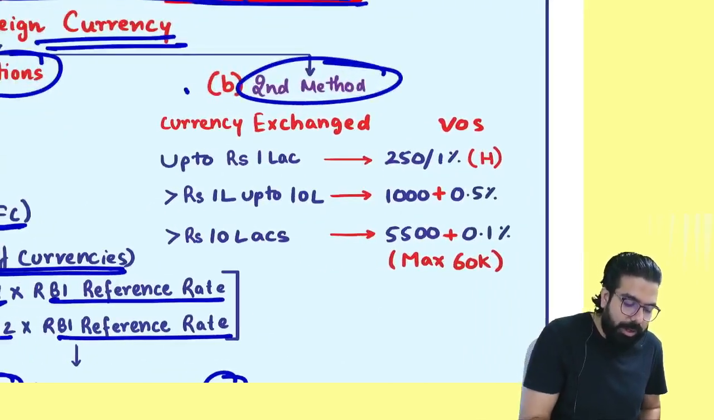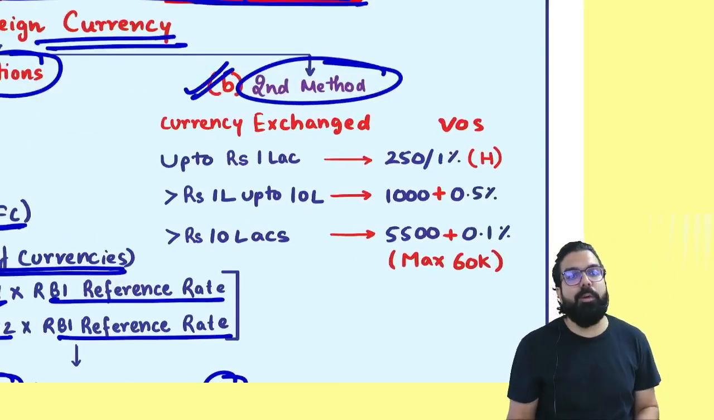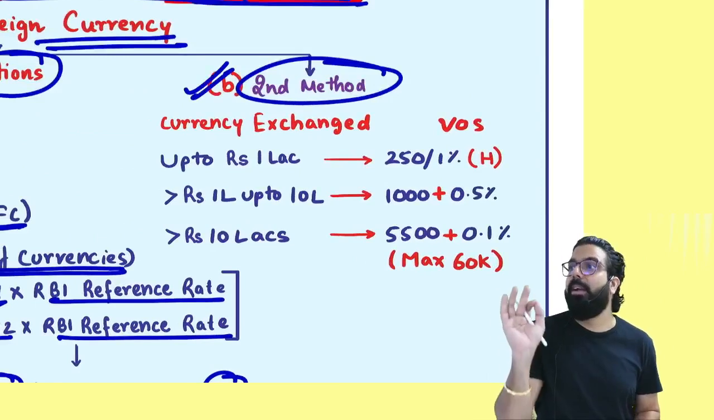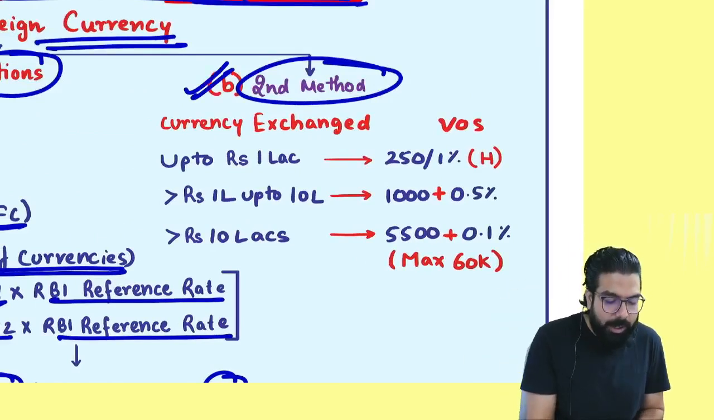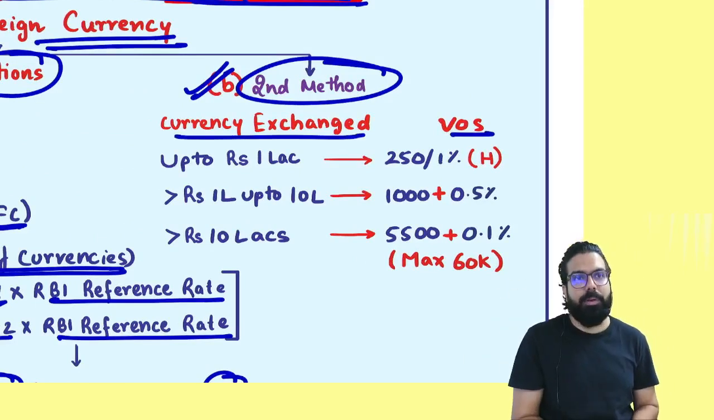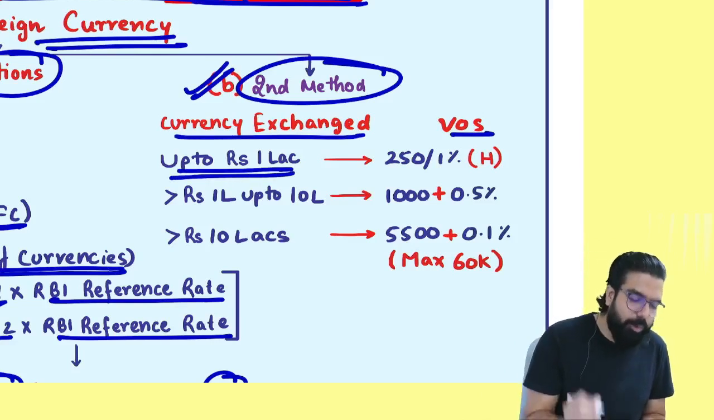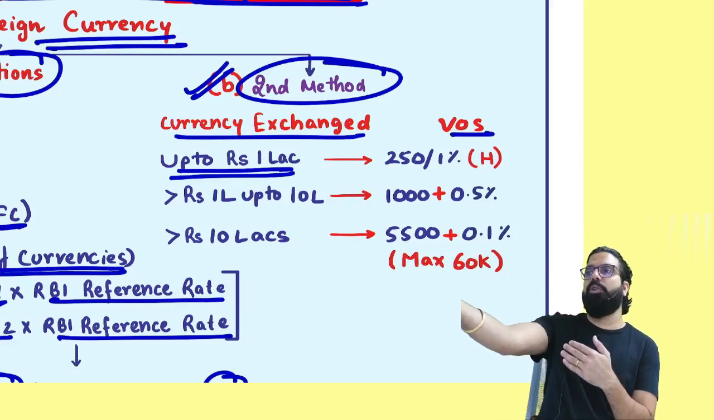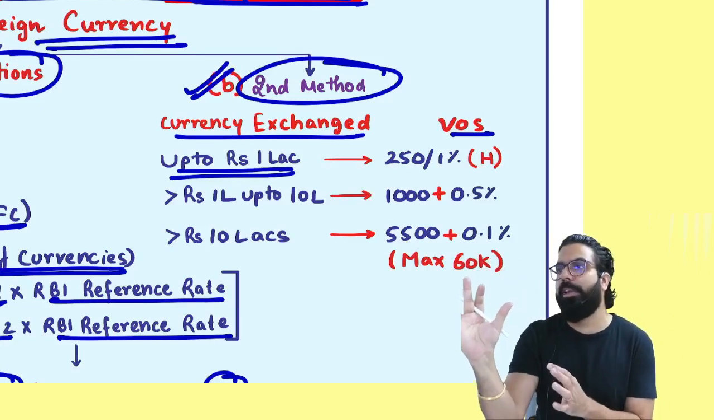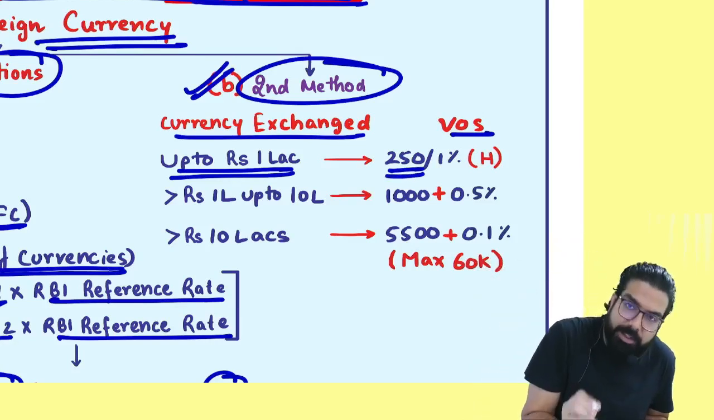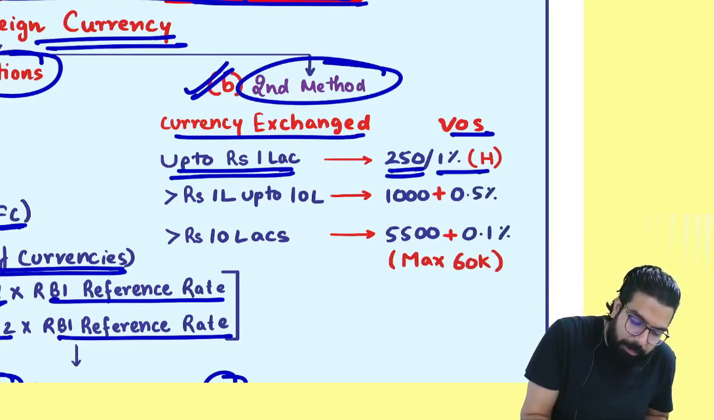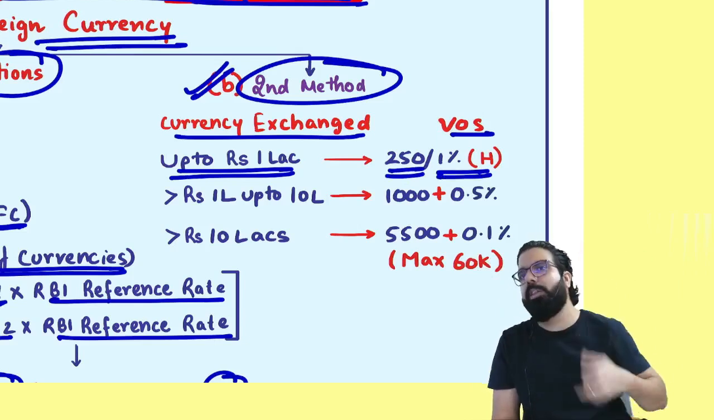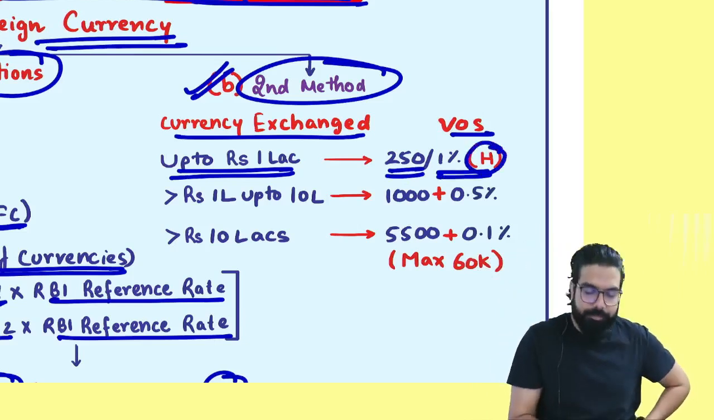The second method is the deemed method. They tell you the value of supply based on the currency exchange amount. If the currency exchange is up to 1 lakh rupees, you can take as value of supply 1% of the amount exchanged, with a minimum of 250 rupees and a maximum of 1000 rupees, whichever is higher.